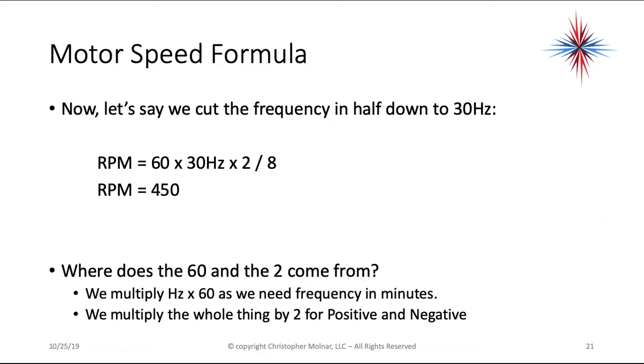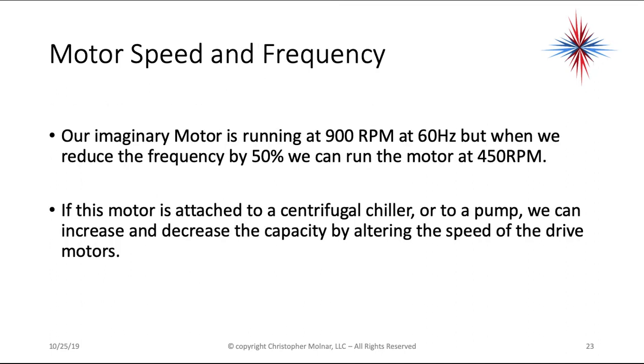So if I cut the frequency in half, we get down to 450. So again, our frequency is very important. Our imaginary motor is running at 900 RPM at 60 hertz, but when we reduce the frequency by 50%, we can run the motor at 450 RPM. If this motor is attached to a centrifugal chiller or to a pump, we can increase and decrease the capacity by altering the speeds of the motors.